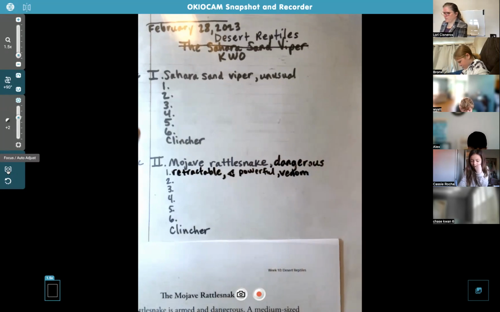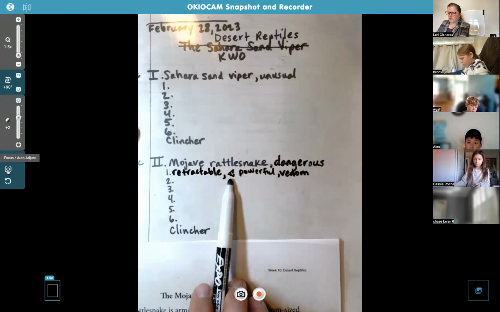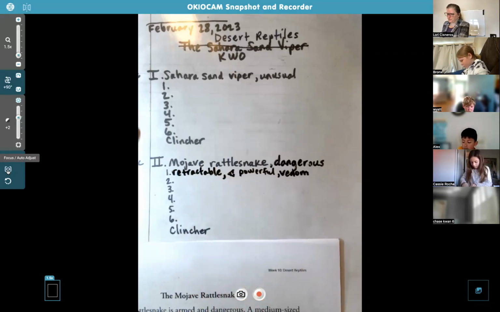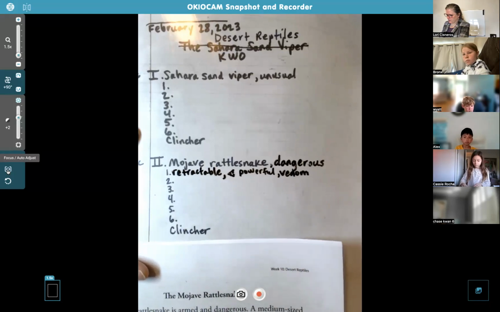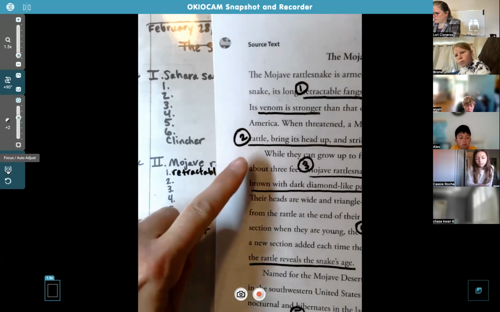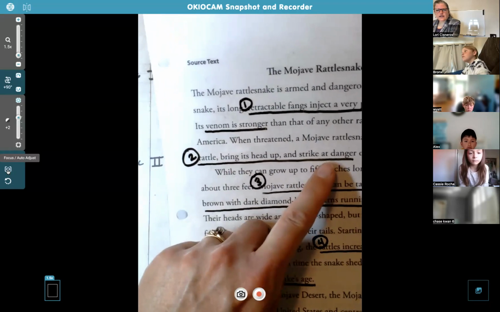Oops, there we go. Sorry, my pen is so thick, it's hard to read, but it basically says retractable, and then we drew a picture of the fangs, and then we put powerful and venom. Okay. And that's what we had for number 1. Now let's move on to number 2. Rattle, bring its head up, and strike at danger.